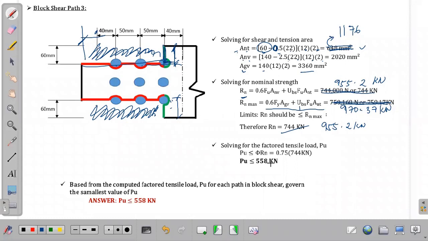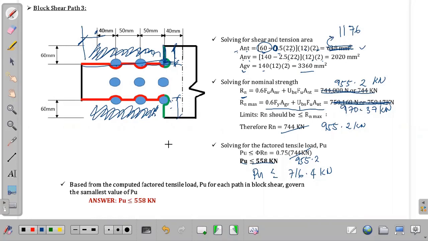So solving for the factor tensile load Pu, just have to substitute 955.2 in here. So 0.75 times 955.2. Our Pu now is less than or equal to 716.4 kilonewton. So kindly check. Is this correct? 716.4. That is for the black shear path 3. Okay? So ano na yung magiging factor tensile load Pu natin?